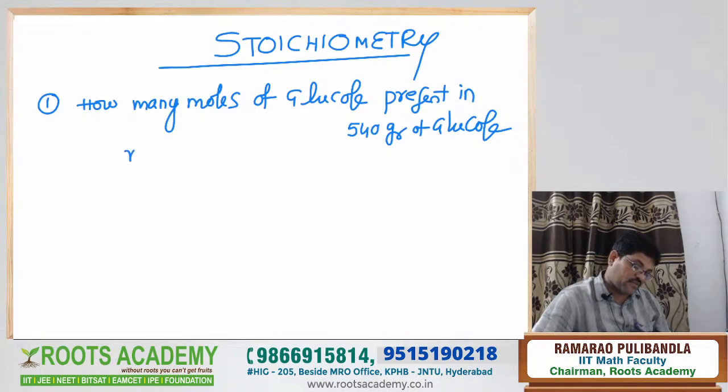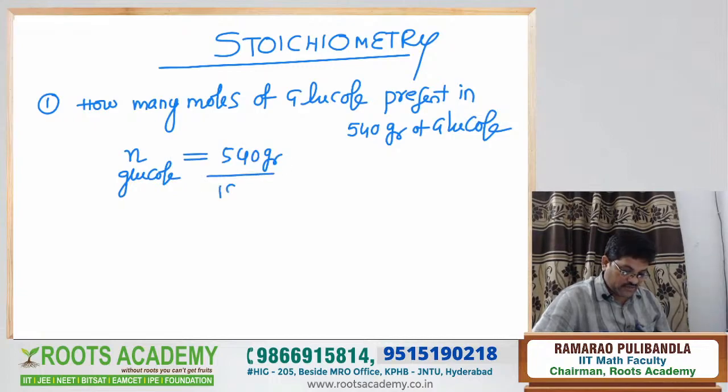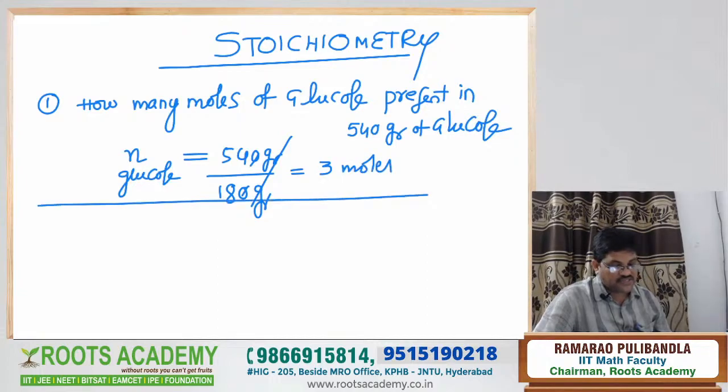What is the formula for the number of moles of glucose? Given weight is what? 540 grams, by what is the molecular weight of glucose? 180 grams. Grams cancel, 0 cancel. Exactly, you get 3 moles of glucose. The first bit is completed, and come to the second bit.